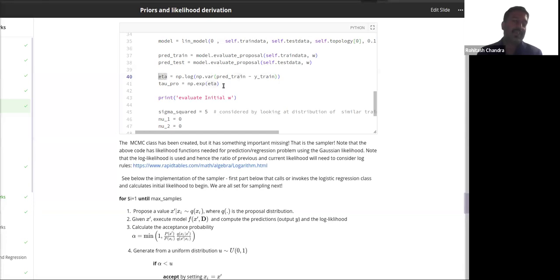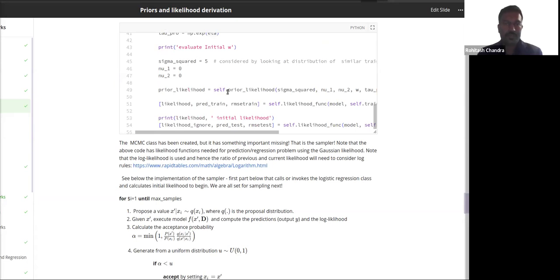So the eta is, we started with the noise of the model, right? Then we have this sigma squared and nu1, nu2. So these are also user-defined parameters. This is kind of setting up the prior, by looking at distributions of similar trained models, weights, and biases. The sigma squared is for the prior distribution, and nu1, nu2 defines the inverse gamma part of the prior distribution, and sigma squared defines the normal distribution part of the prior distribution.